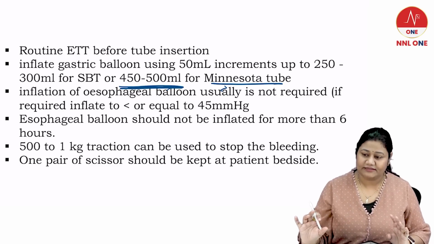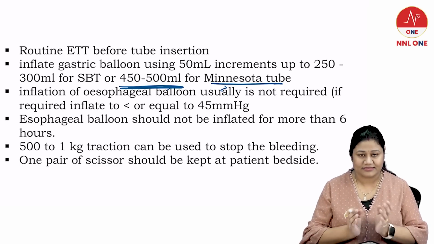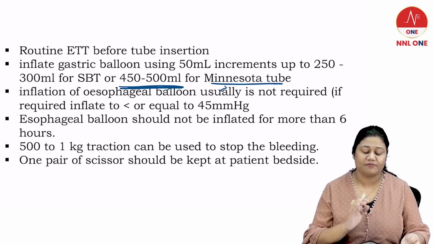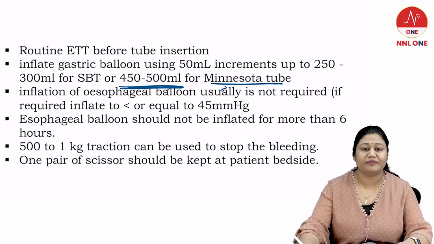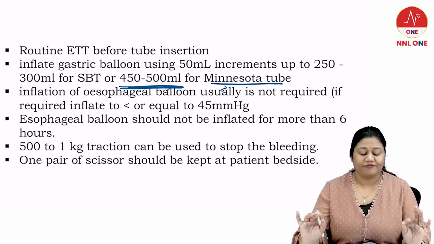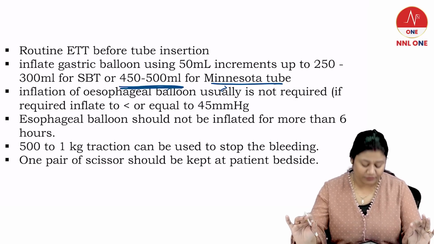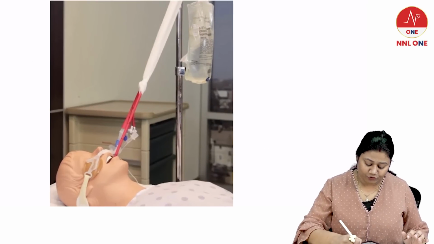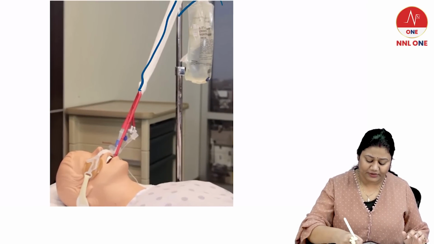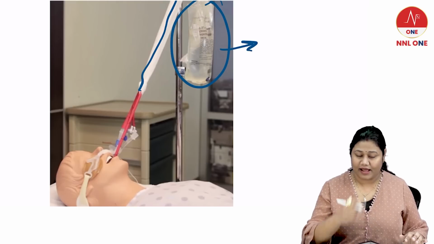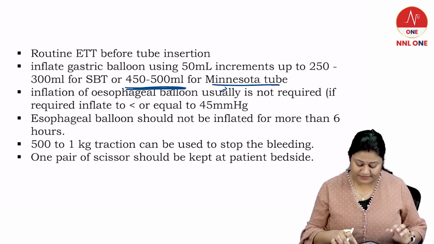Once you have seen that the tube is inflated in the stomach, then you have to inflate it fully. The maximum volume of air that you can use to inflate the Minnesota is 450 to 500 ml, right? Once after inflating the gastric balloon, you have to apply the traction with the help of a bandage. You can hang 1 to 1.5 kg weight traction and hang it on the IV stand.